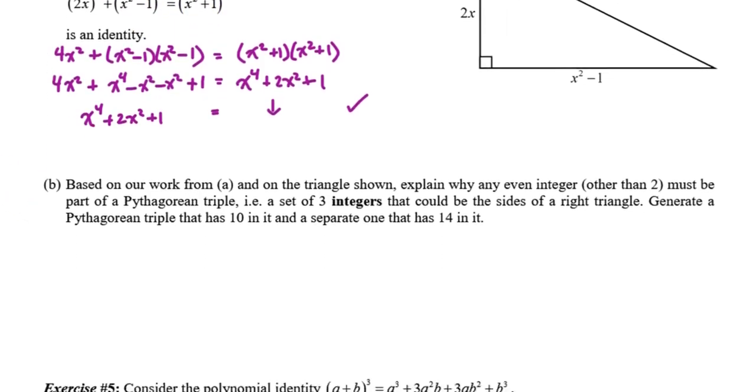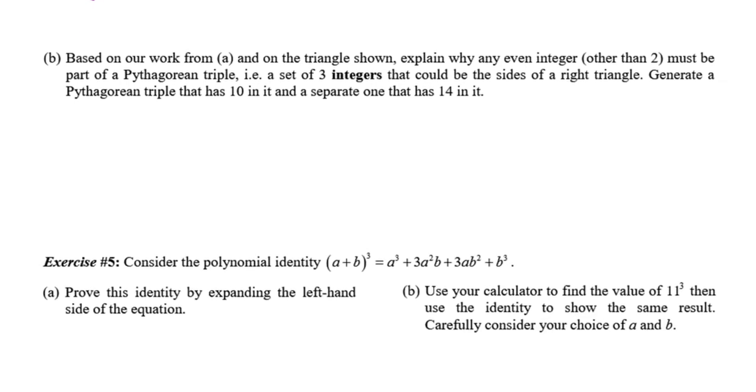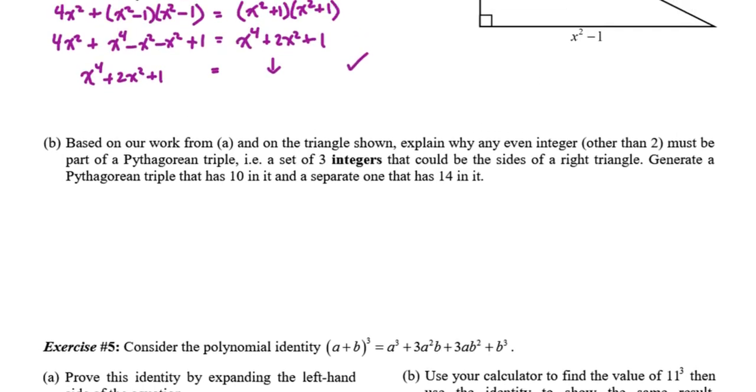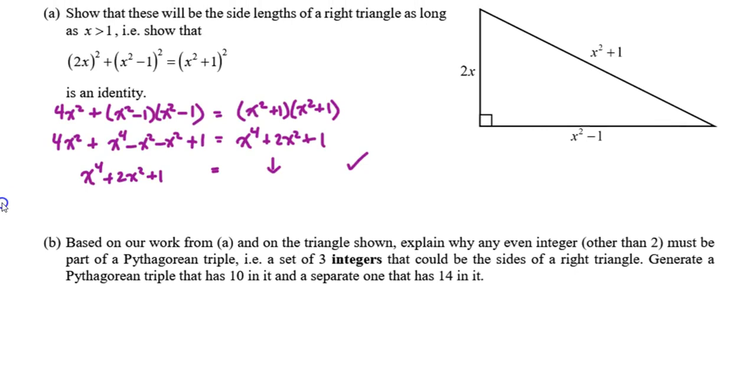of x. All right, so based on that, we can explain why any even integer must be part of the Pythagorean triple. So take a moment to make sense out of that. Why any even integer would have to be a side here. Think on it. Play the recording when you're ready.